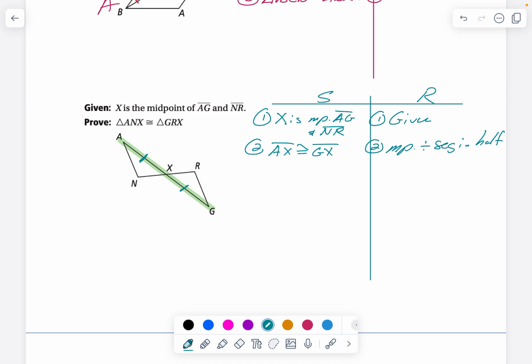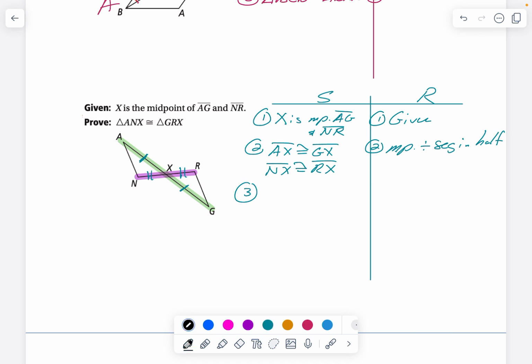But X is not only the midpoint of AG, it's also the midpoint of NR. And so we can mark these congruent. So we can say NX congruent to RX, and it's the same reason, that the midpoint divides the segment in half. So we can put those all together, we can keep those together. Now, we're not done though. We either need a third side or we need the included angle. Well, we don't know anything about the third sides.